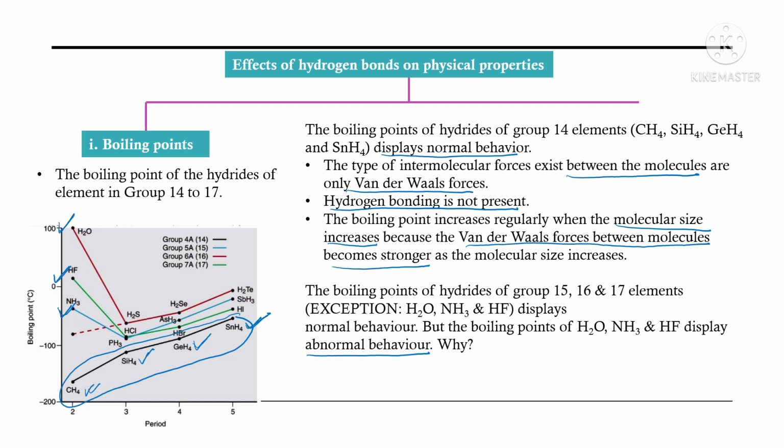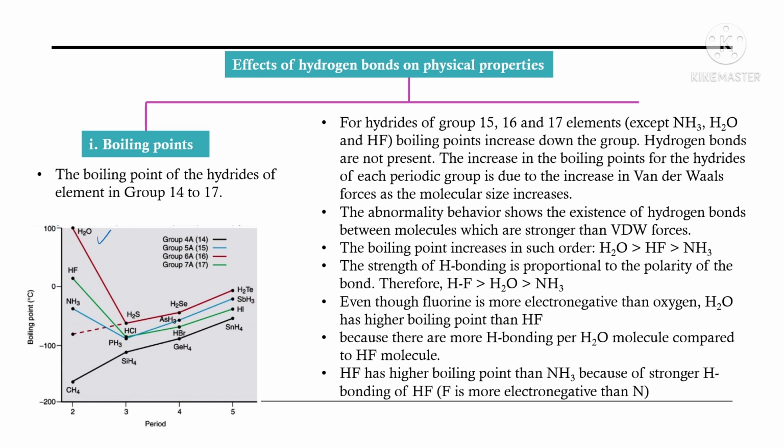Even though their molecular sizes are smaller than the rest of the hydrides, their boiling points are still much higher compared to the other hydrides of their group. Why? If we exclude water, HF, and ammonia, we can see that the hydrides of group 15, 16, 17 still show normal behavior. Why? It is because for this group of hydrides, there are no hydrogen bonds present between the molecules, only Van der Waals forces are involved.